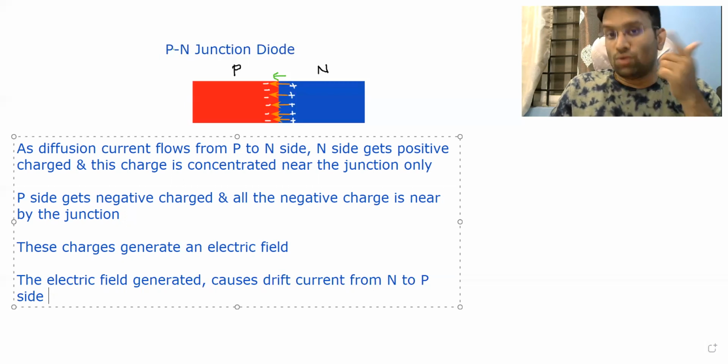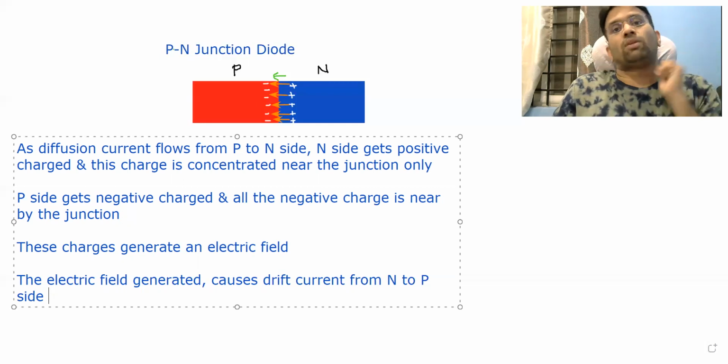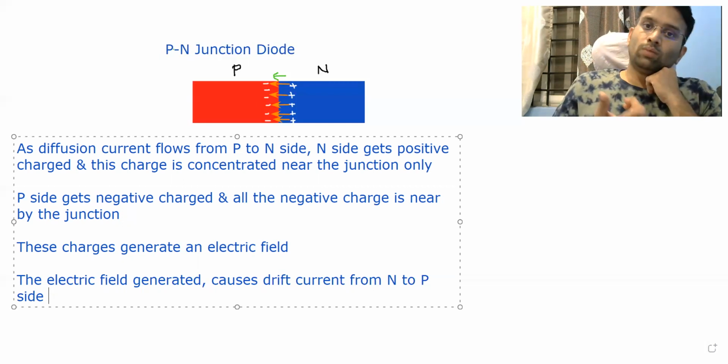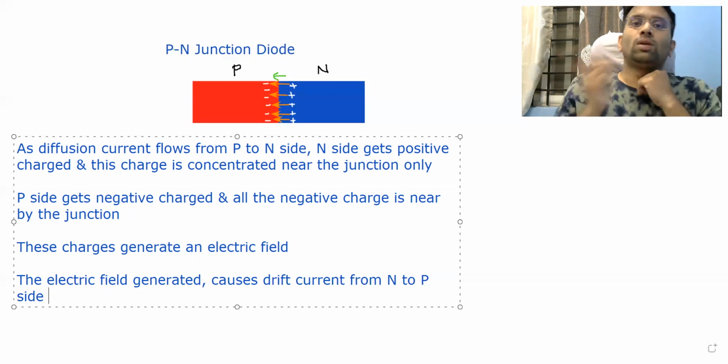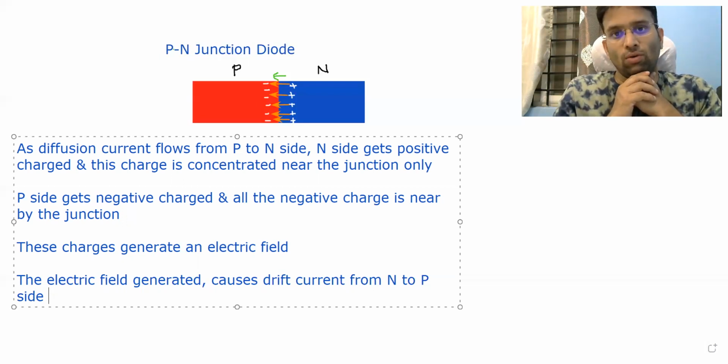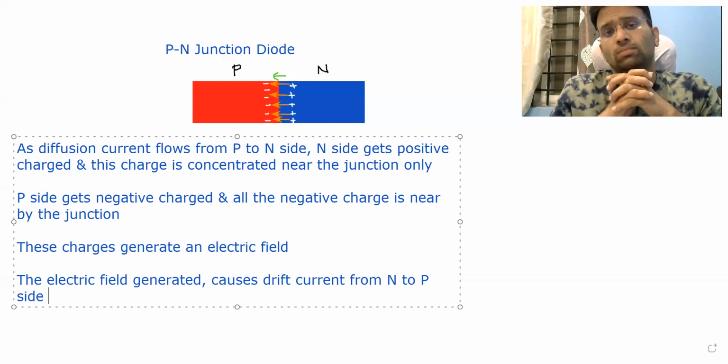Earlier, diffusion current was from P to N. That is because electrons are jumping from N to P side. Now, because of the electric field, electrons will go from P to N side. Electrons will go from P to N side. Now, but where are the electrons on P side to go from P to N side?